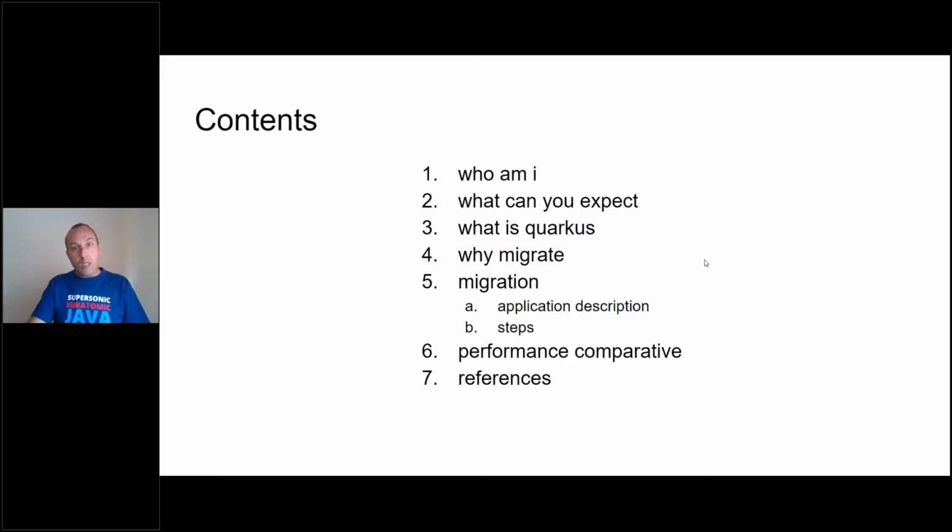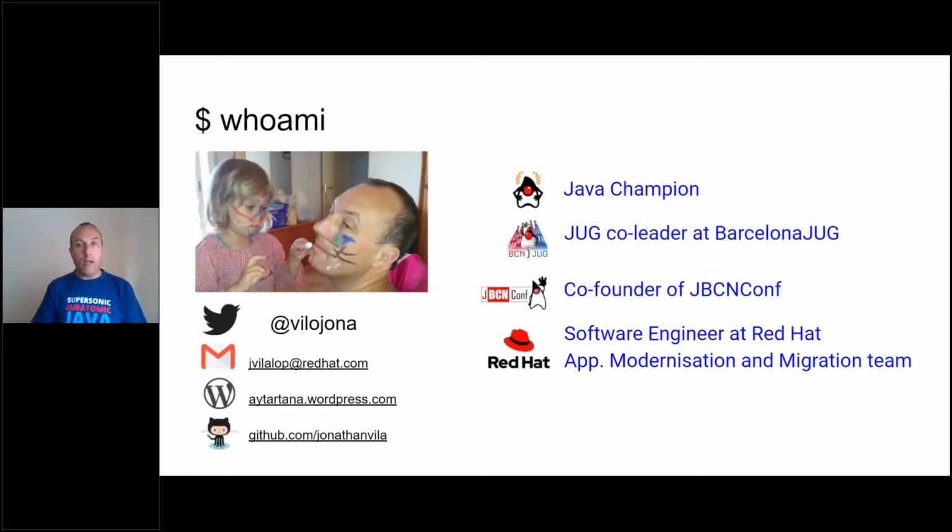So basically, who am I? Well, I'm a Java Champion. I'm also co-leader of the Barcelona Java User Group and co-founder of the JBCN Conf, a conference that we host every year in Barcelona. But for obvious reasons, we didn't host it in 2020, and now in 2021 we are going to host it online at the end of July. I'm also working as a software engineer at Red Hat in the application modernization and migration team.